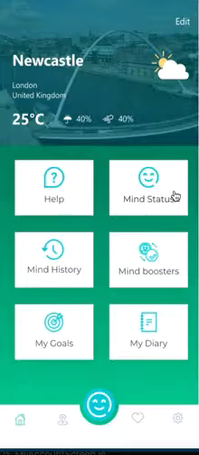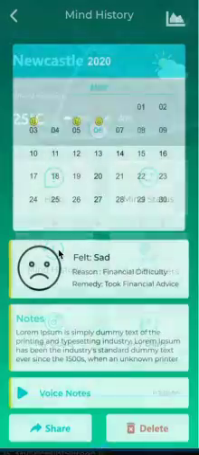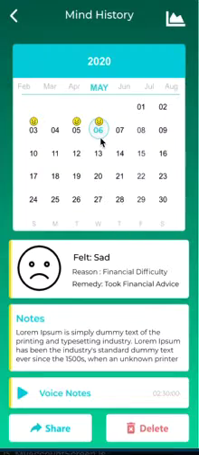However, while doing that, we capture his mood on that specific day, and then we keep it in the mind history option, where he can see how he is doing. We can see how many times he has been recording his statuses, and he can click on any of these dates. For example, he clicks on 3rd of May, then he can see what he had done.